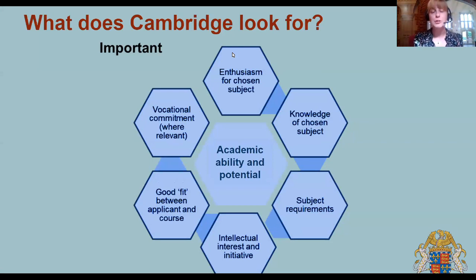So what we're looking for, what's important, are these things called academic ability and academic potential. Now, how you break that down into actual, maybe more tangible things, these are all listed there in the hexagons. Yes, the hexagons. Okay, good. So enthusiasm for chosen subject and knowledge of chosen subject and good fit between the applicant and the course. I think those are all very much interlinked.